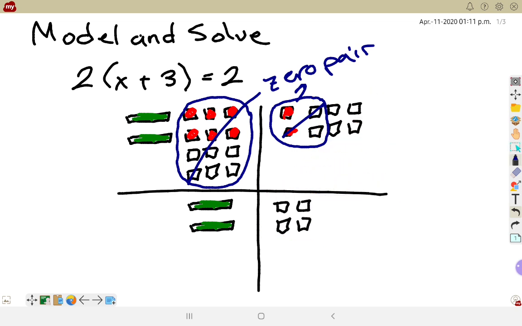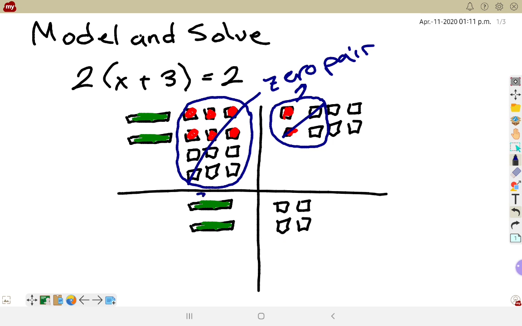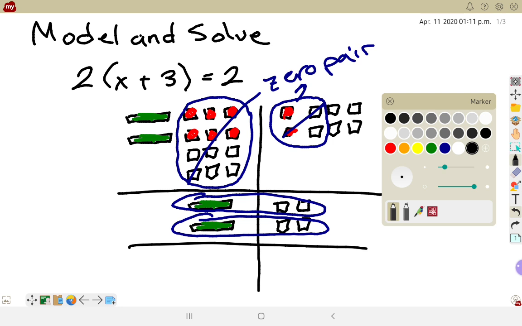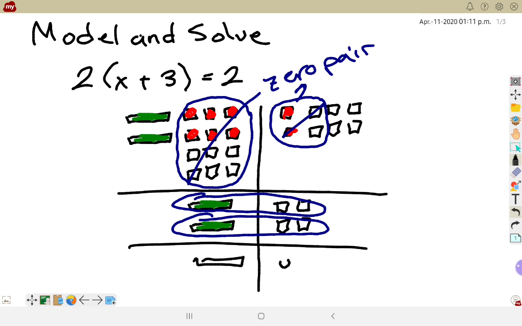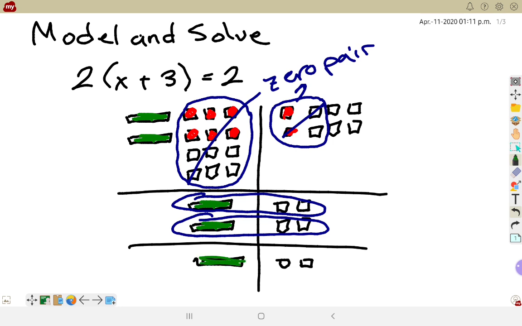I've got everything sorted into 2 nice equal rows, and I picked 2 rows because there were 2 x's. If I look, this first row has an x and 2 negative 1's, and the second one also has an x and 2 negative 1's, which means my solution is what's inside each group, which is an x and 2 negative 1's. So our solution here would be x is equal to negative 2. And that's the solution for our equation.